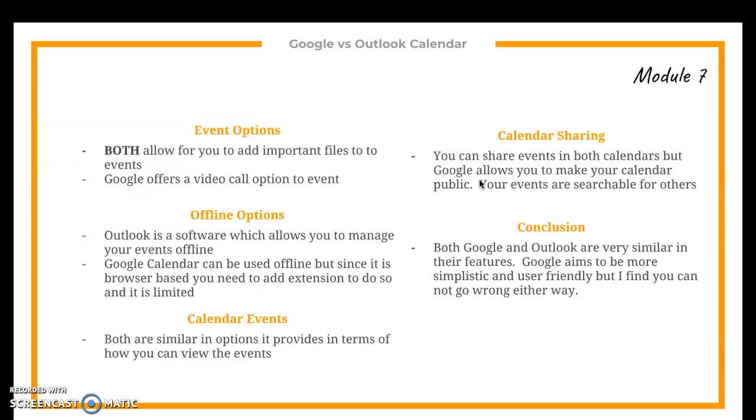Offline options. Both Google and Outlook are accessible offline. Outlook is a software which allows you to manage your events offline. Now Google Calendar is web-based, but you can still access your calendar, but you need to add extensions to do so, and it is a little limited. Calendar events. Both Google and Outlook are similar in their options in terms of how you can view your events. You can view them by days, by weeks, or by months.